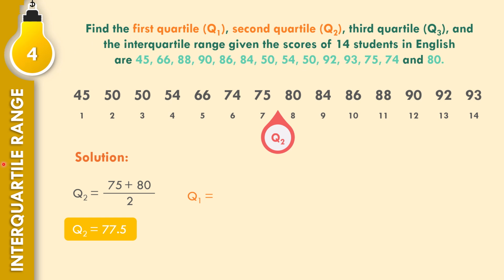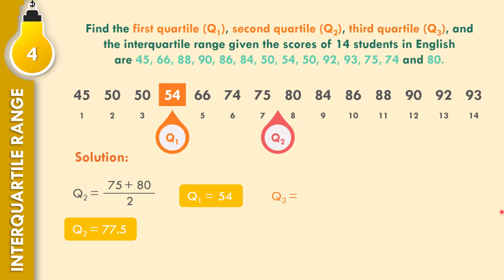How about the quartile 1, or the first quartile? For the first quartile, we will start from 1 up to 7. So let us find the middle. The middle is in the 4th position. It means the quartile 1 is equal to 54. So Q1 equals 54. How about the Q3? Between the positions 8 to 14, so 1, 2, 3, 4, 5, 6, 7. So the middle is on the 11th, that is 88. So the Q3 is equal to 88.